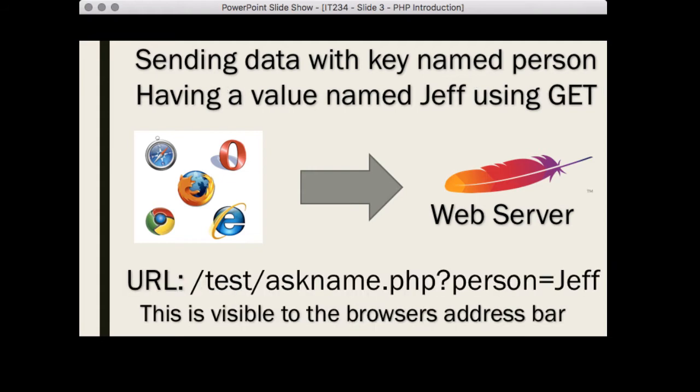On the other hand, if it is a get, it will look like this. It's a URL: localhost/test/ask.php, then a question mark, then person is over here. So this is visible in the browser. My question is, how often is get used over post? Anybody have a clue?